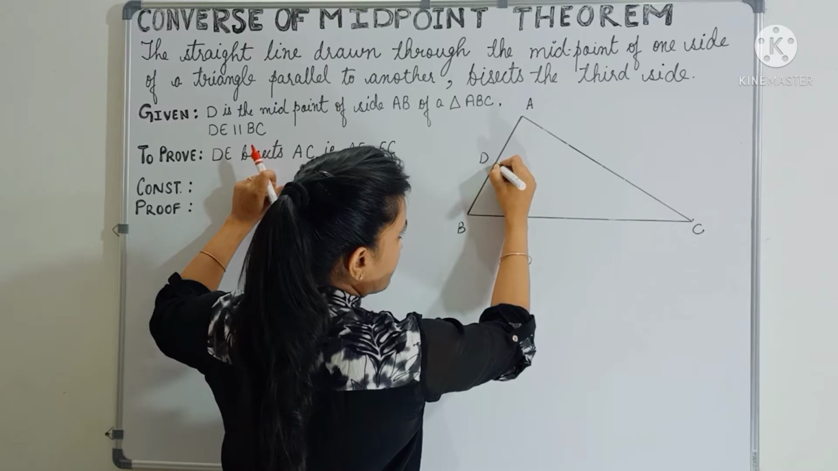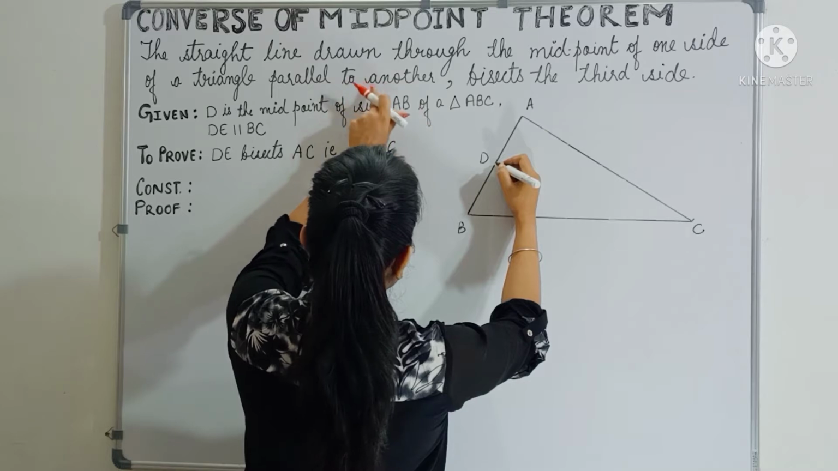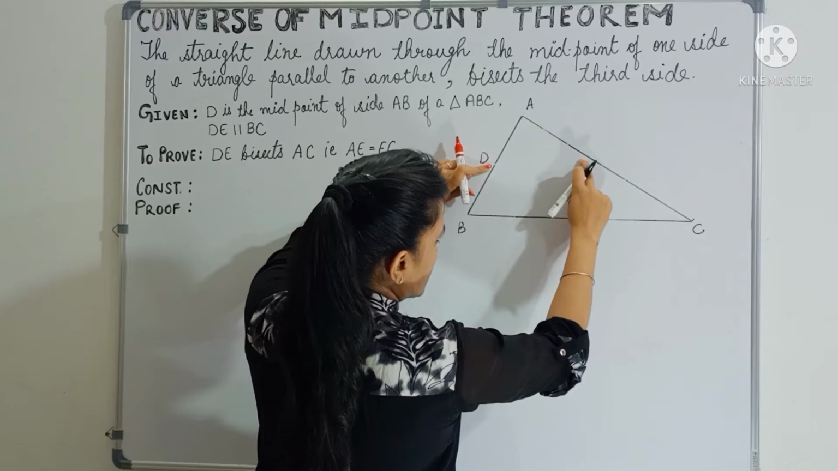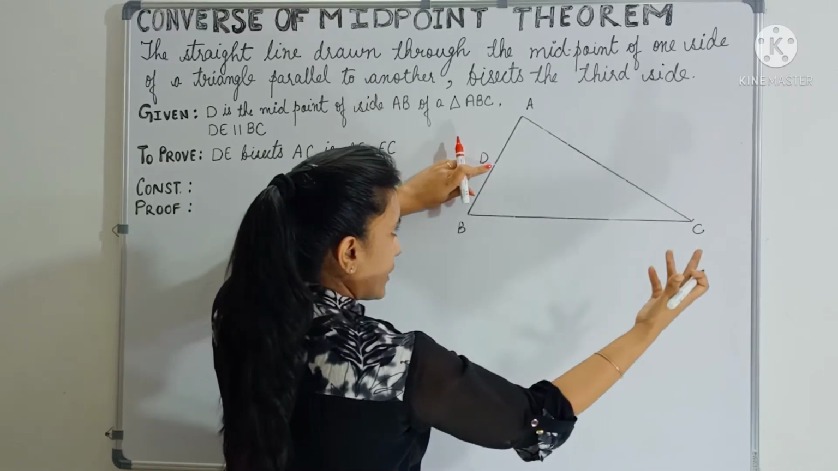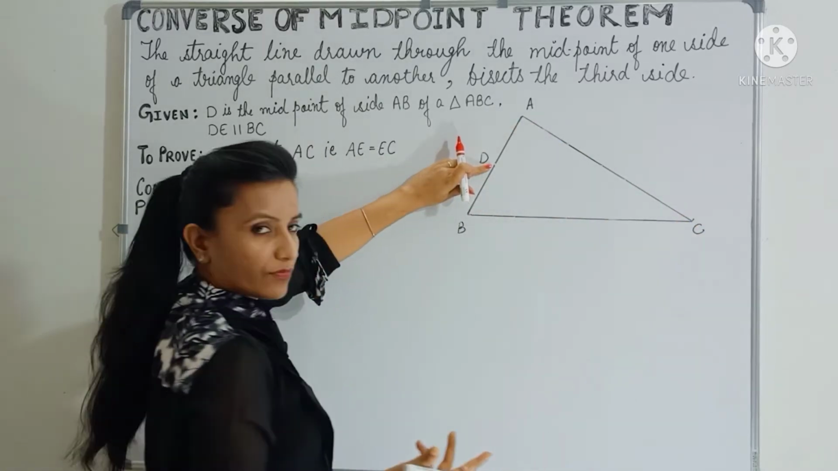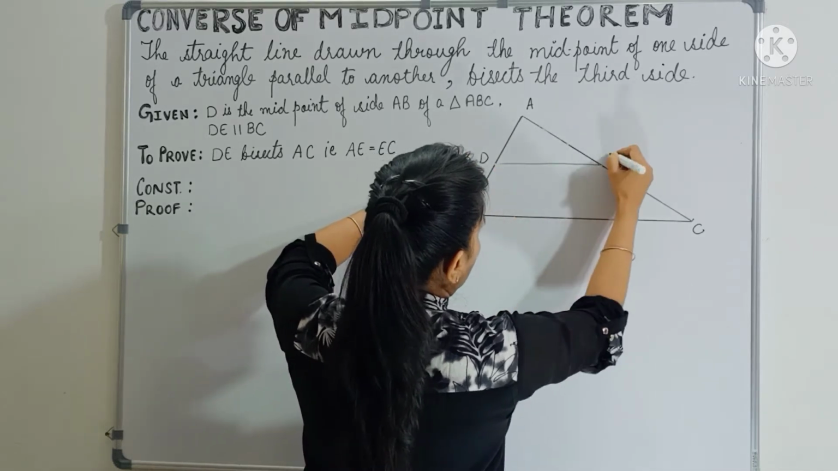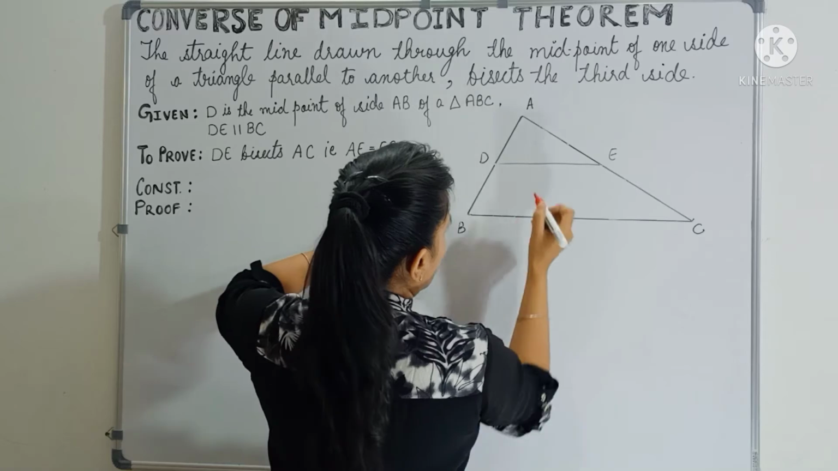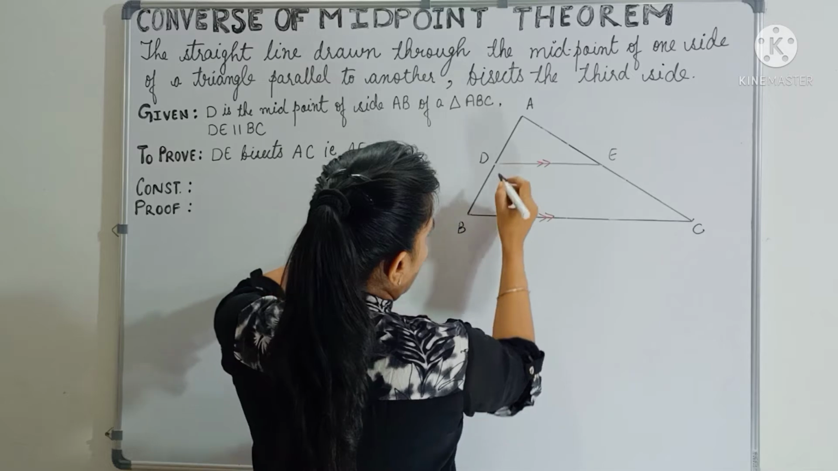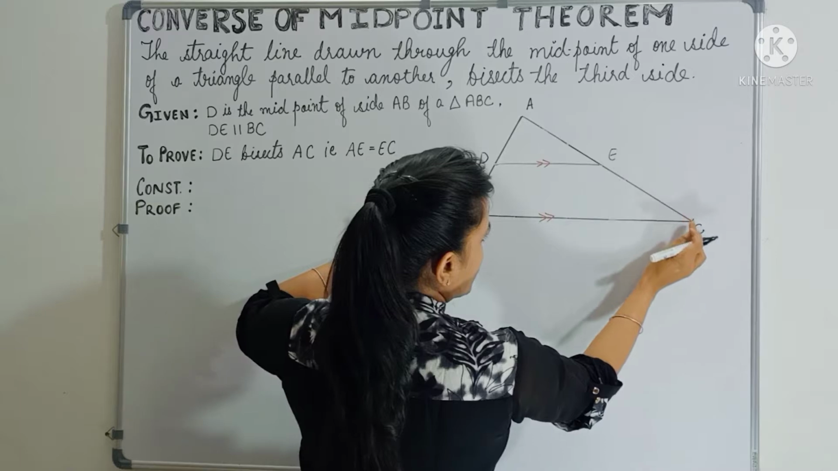Now from this point, if I draw a straight line parallel to another. Now what does this mean, another? From here, if I draw a straight line like this parallel to BC, or I can draw a straight line like this parallel to AC. So anything is fine, right? Let's draw a straight line DE parallel to BC. So this straight line DE will bisect AC. It means AE will be equal to EC, right?